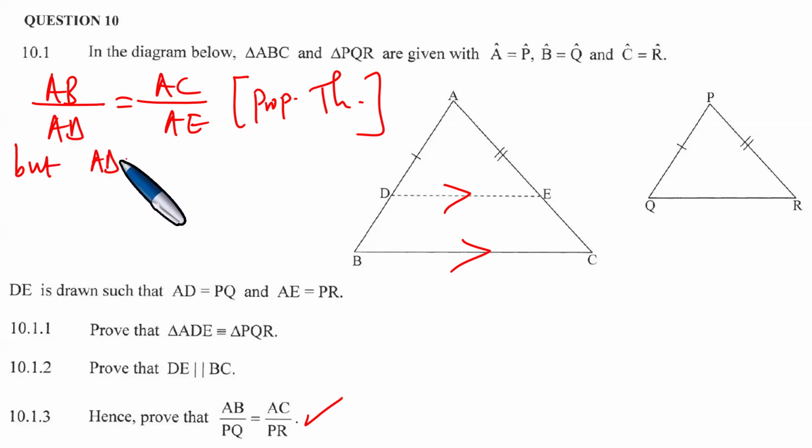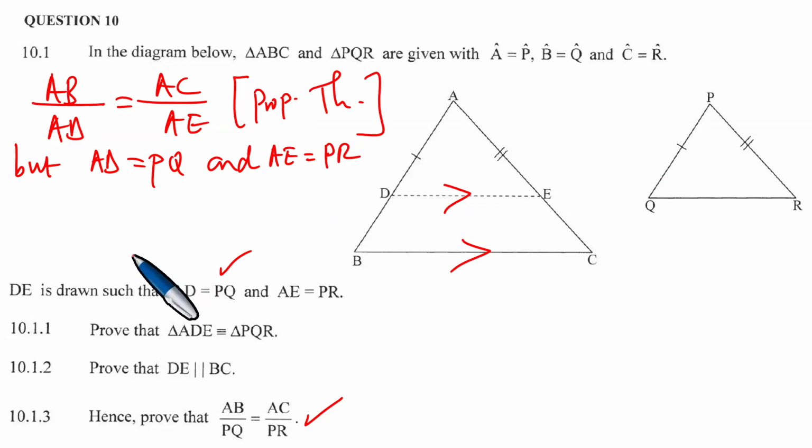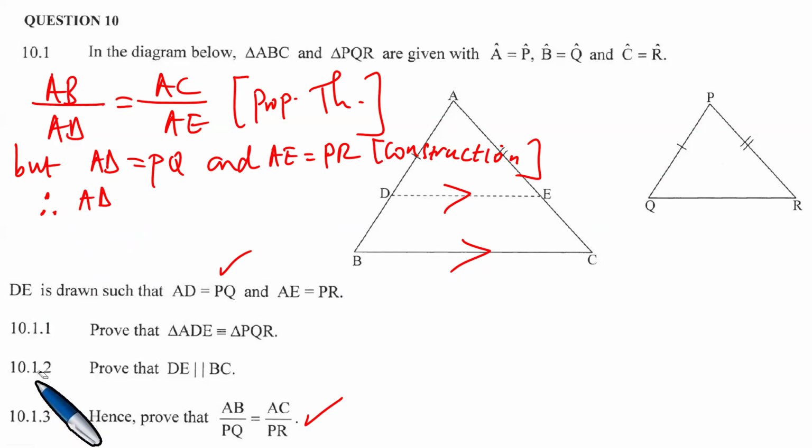AD is equal to what? Here are the things. AD is equal to PQ and AE is equal to PR. Construction. So that now you have AB.